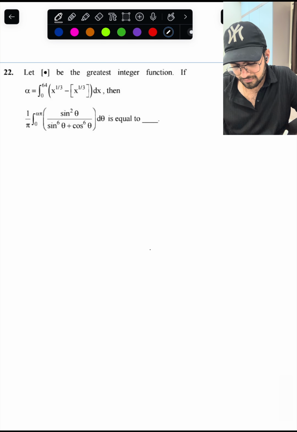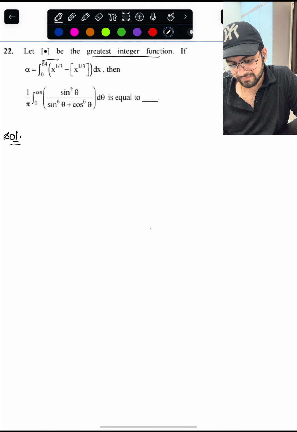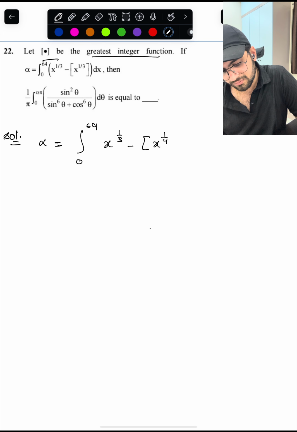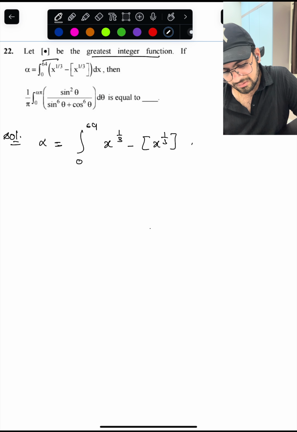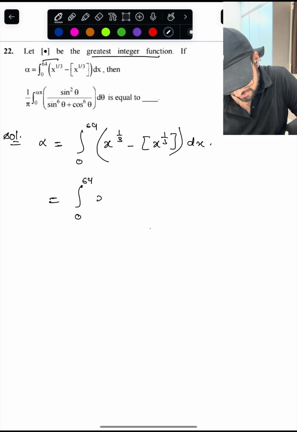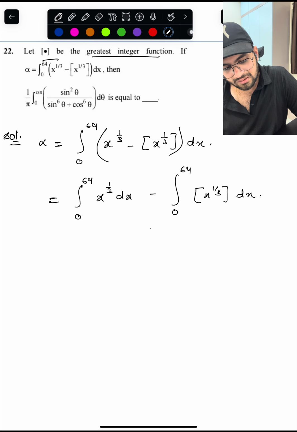What is given here? The floor function of x is given, and the integral is alpha equals the integral from 0 to 64 of x power 1 by 3 minus floor of x power 1 by 3 dx. So what I can do is separate it: the integral from 0 to 64 of x power 1 by 3 dx minus the integral from 0 to 64 of floor of x power 1 by 3 dx.